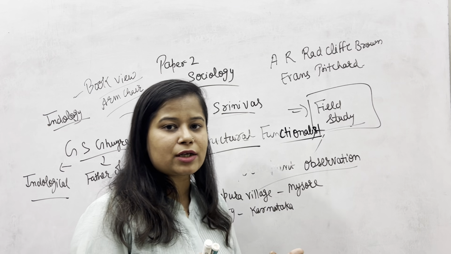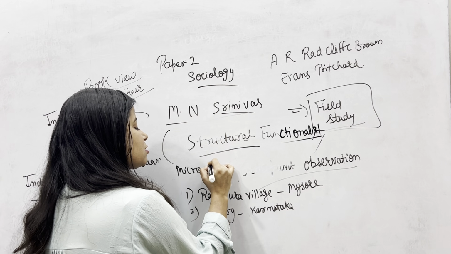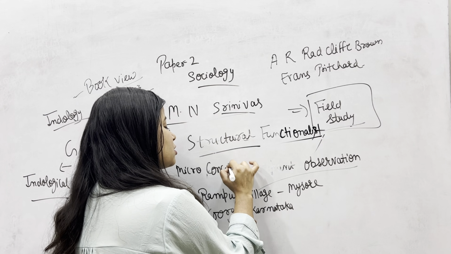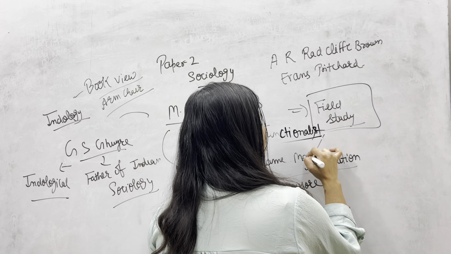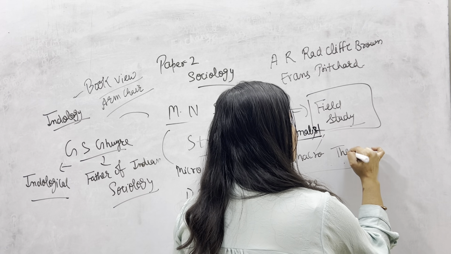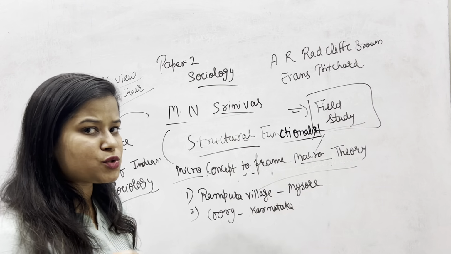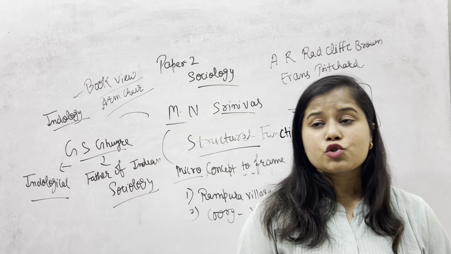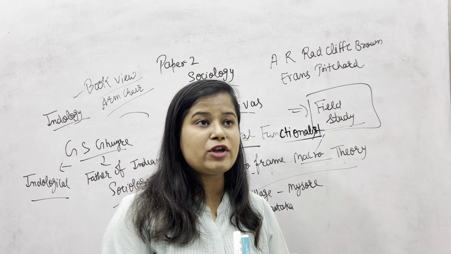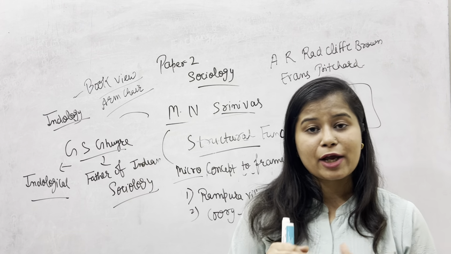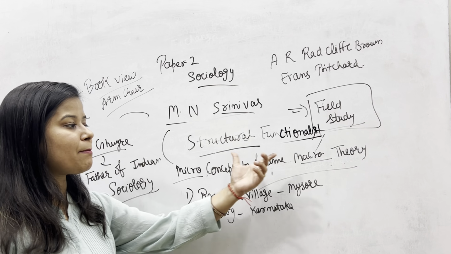And if we go further, then we can say that M.N Srinivas was using micro concepts to frame macro theories. What is the meaning of micro and macro? As is clearly evident from the names, micro means something that is very small and macro means something that is very large. So he is using the micro parts of the society, like the family, individual, religion. He is using these two places as his field of study to frame the macro theory.